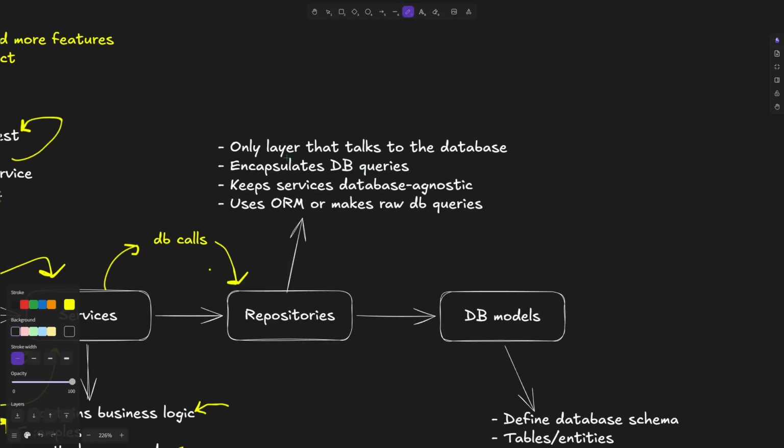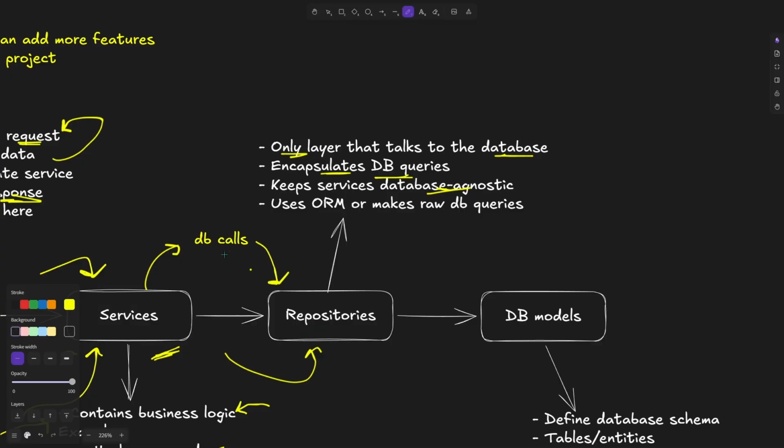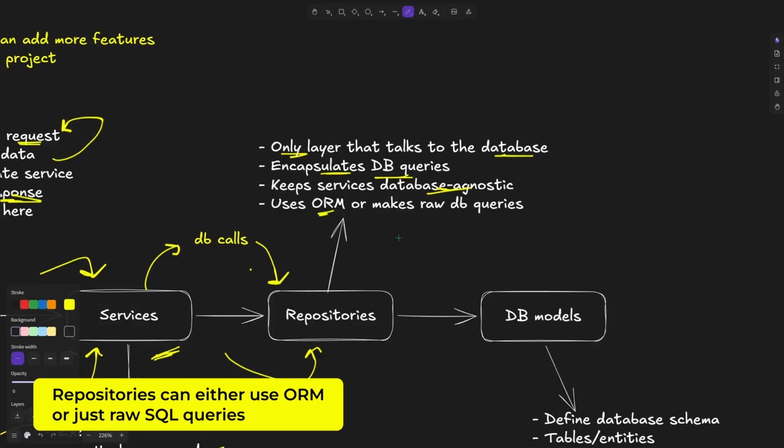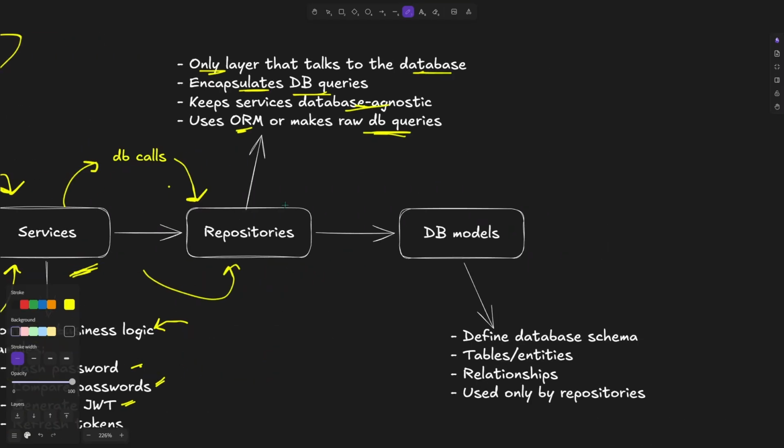This repository is the one and only layer that interacts with your database, and it contains your database queries, and it keeps the services database agnostic. So your services don't have to interact with the DB, they will just call these repository functions to interact with the DB. And inside this repository, you can either use an ORM, or you can make raw SQL queries for doing any CRUD operations in the DB. And this repository talks with these DB models.